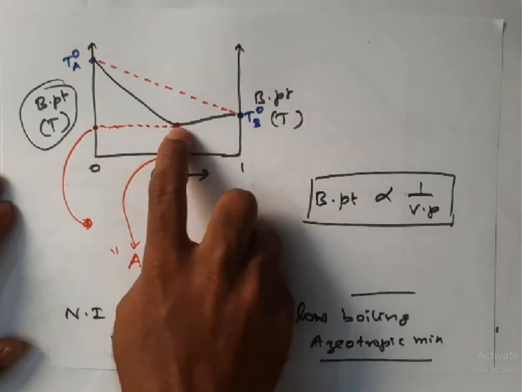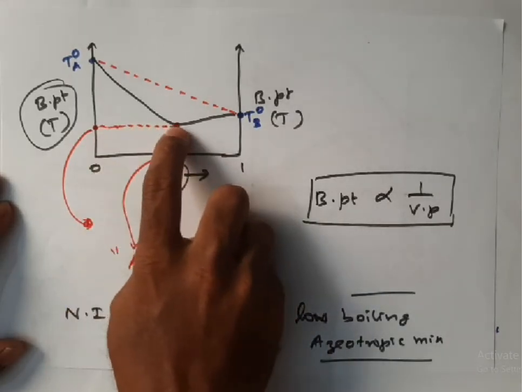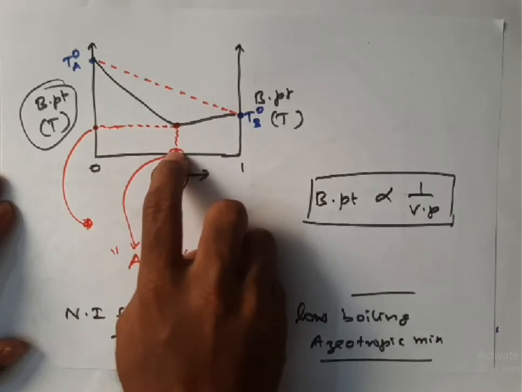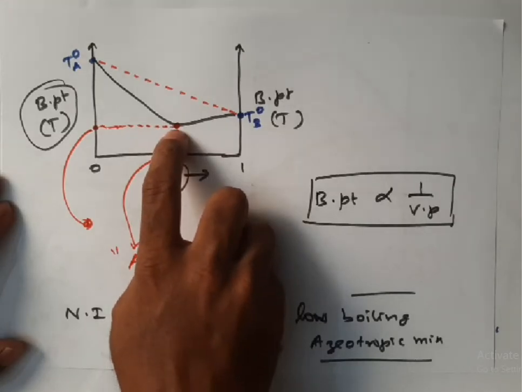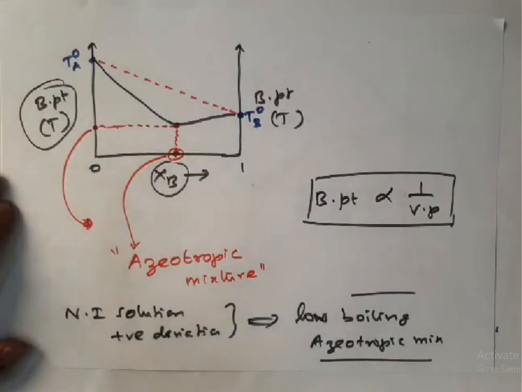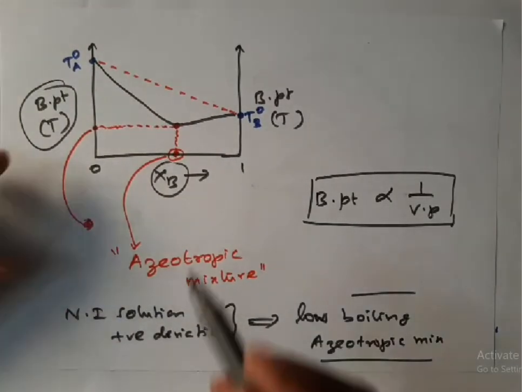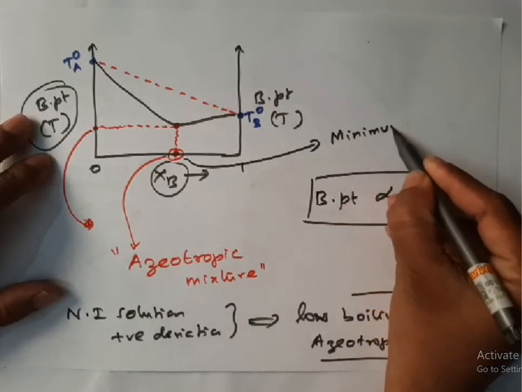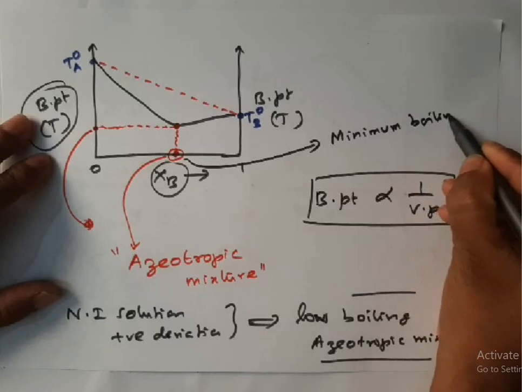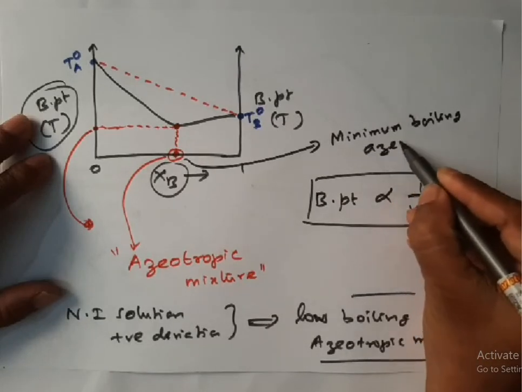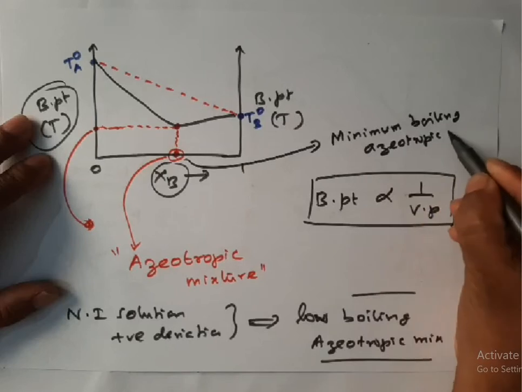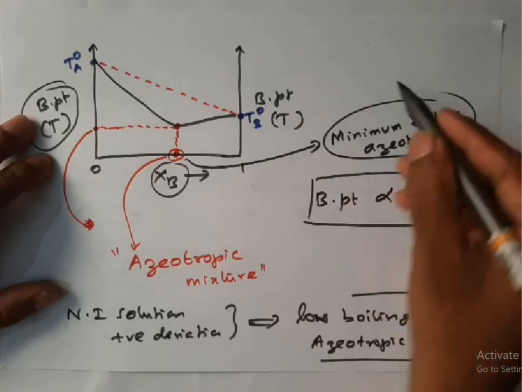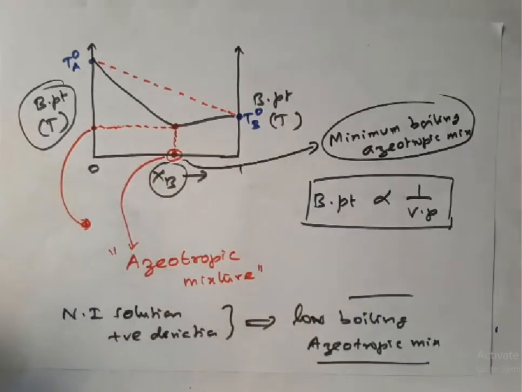This composition has the lowest boiling point, and this mixture is what we call an azeotropic mixture having minimum boiling point, or minimum boiling azeotropic mixture. So this mixture is called minimum boiling azeotropic mixture. Minimum because it has the lowest boiling point. So keep this in mind.